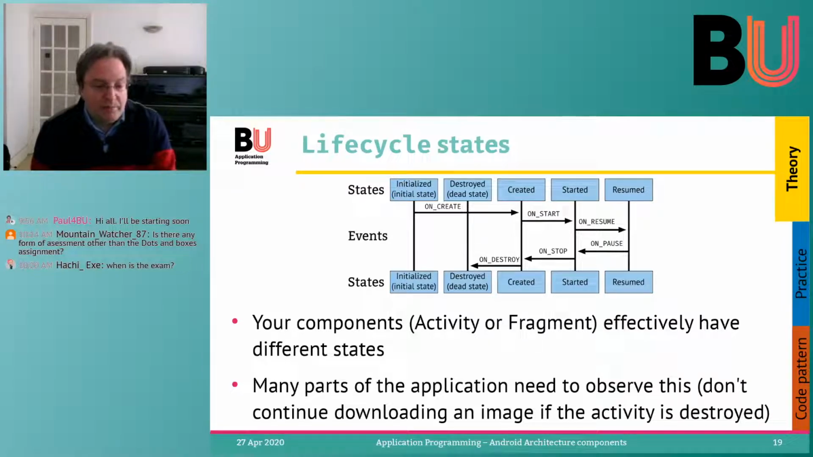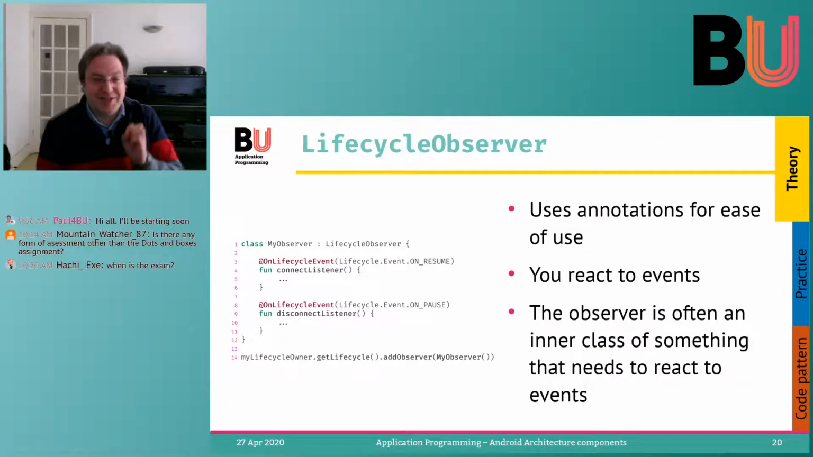So basically lifecycles are there to help you react to changes in the state of your activity or fragment. How do you do that? You create something called a lifecycle observer. A lifecycle observer is a class that can handle these events. How do you do that? You put an annotation, OnLifecycleEvent, on a method, with the particular event that you are interested in.